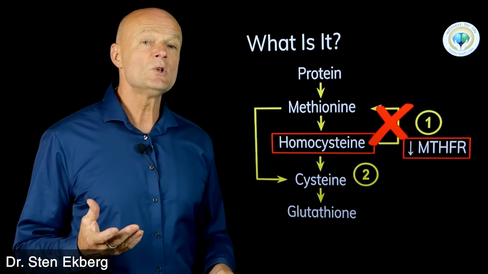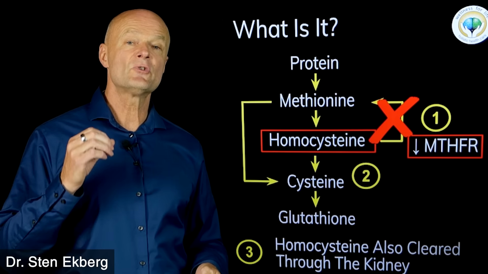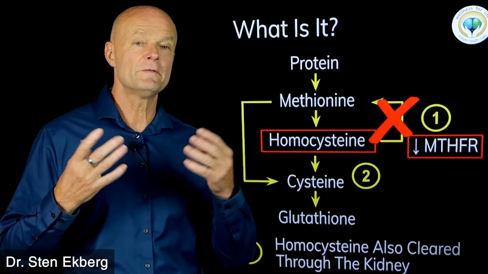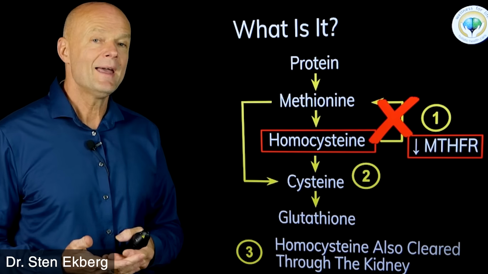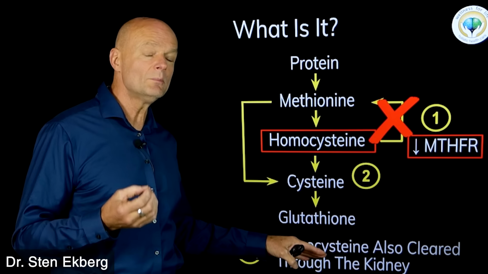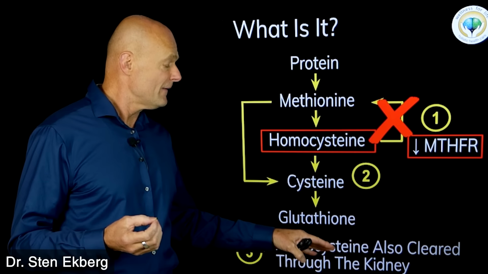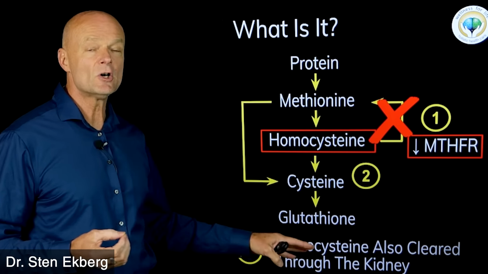And the third way that you can get rid of homocysteine is through the kidneys. You can simply filter them out. And as long as you have normally functioning kidneys, then the third step here is a non-issue.